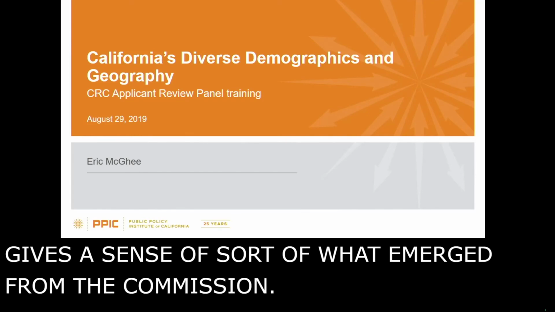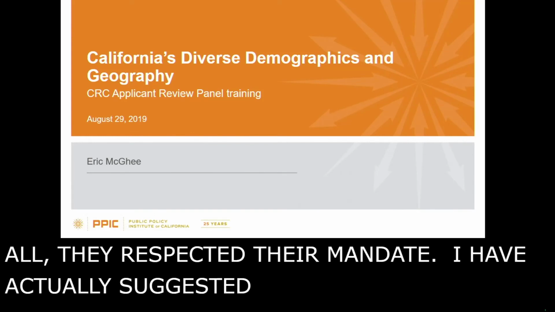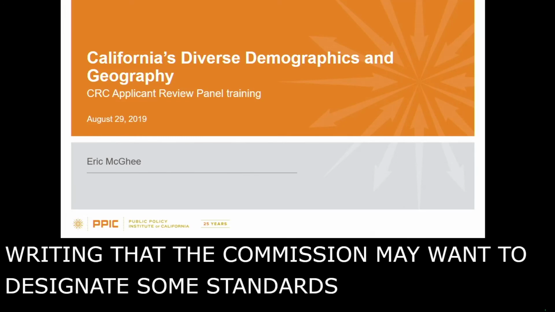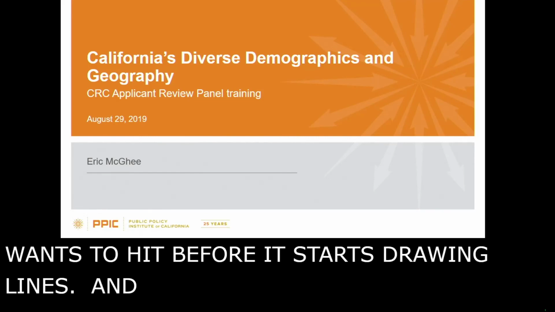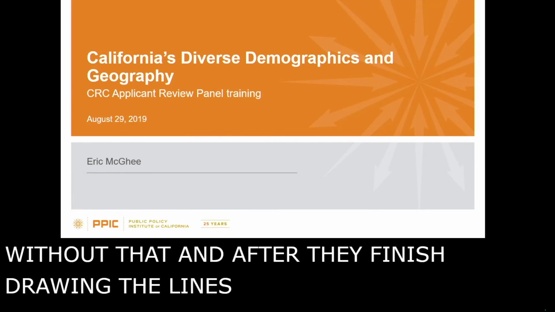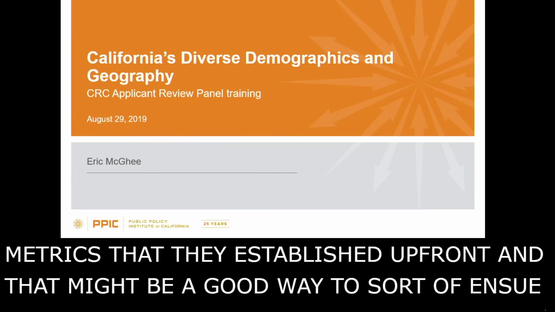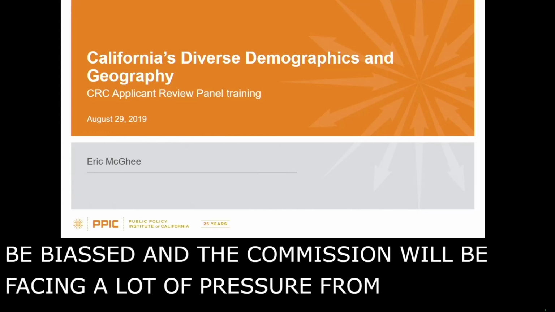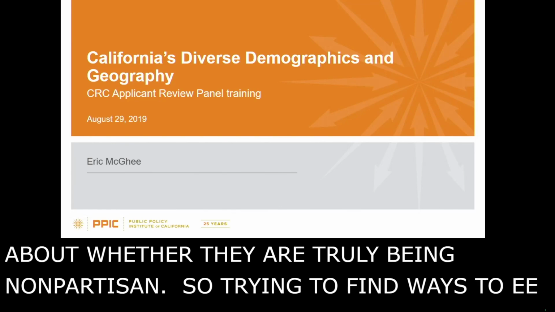I would say overall they respected their mandate. I have suggested in some published writings that the commission may want to designate some standards of competitiveness and fairness that it wants to try to hit before it starts drawing lines. Then draw the lines without any of that partisan information, and after they finish drawing, evaluate the plans to see how well they hit the metrics they established up front. That might be a good way to insulate them from criticism that they may be biased in one direction or another. The commission is going to be facing a lot of pressure from the outside about whether they're truly being nonpartisan, and so finding ways to inoculate themselves from that criticism would be valuable.